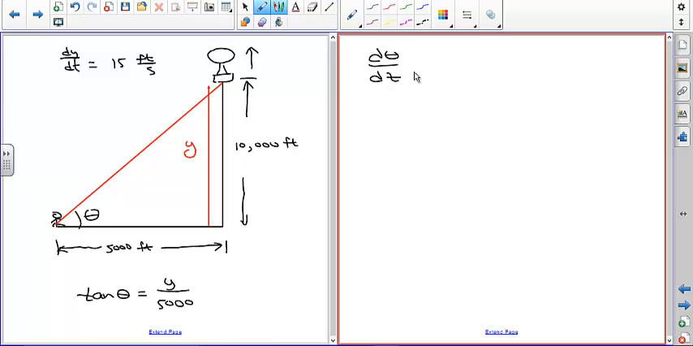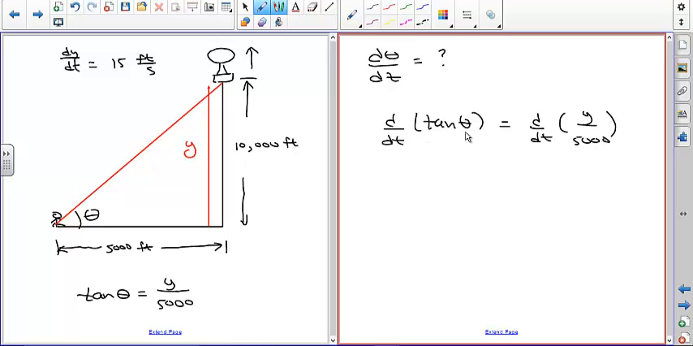Isn't that what it says? How fast is the angle between the ground and the observer's line of sight changing? So that's the question mark. If I take the derivative with respect to time of each term, the derivative of the tangent of theta with respect to time is going to be equal to the derivative with respect to time of y divided by 5,000.